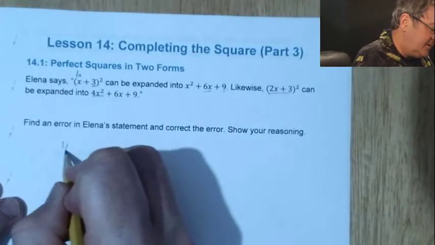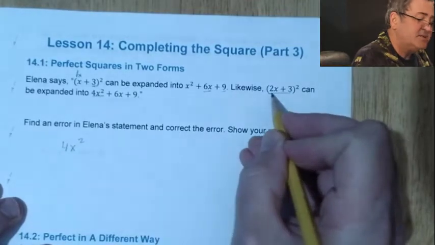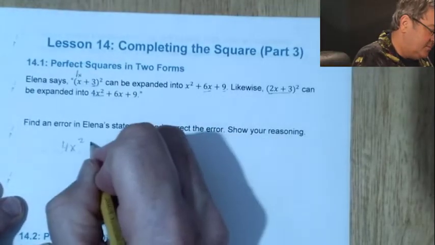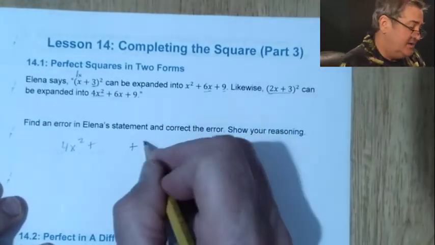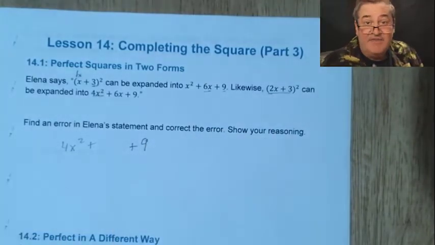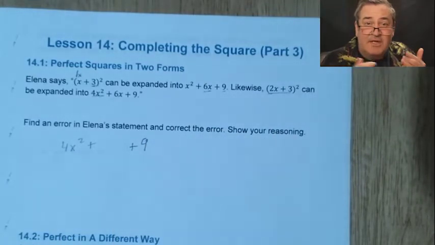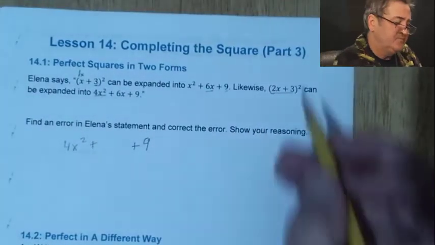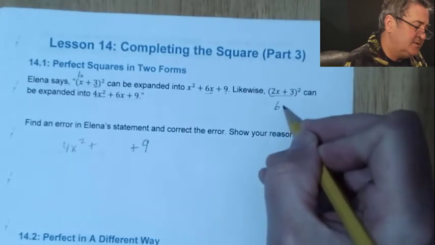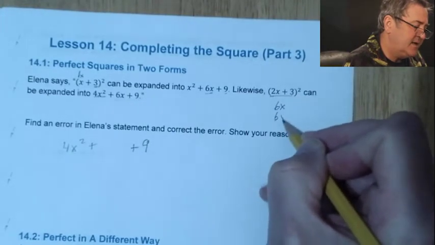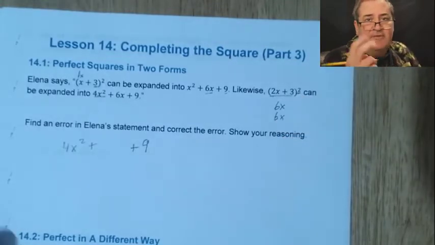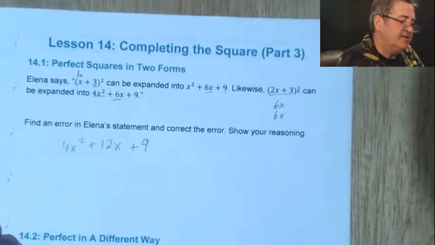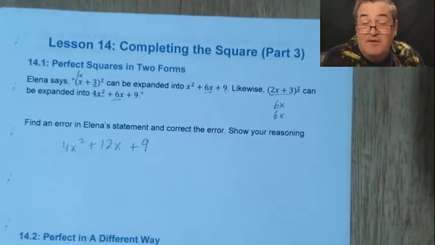So she is correct. It would start with 4x squared because 2x times 2x does give us the first term. And the last term is given by 3 times 3. So that is 9. That's correct. But that middle term comes from multiplying these 2 terms together twice. So you get 3 times 2x, which is 6x, and then another 6x. We have 2 of those. So this middle term would actually be 12x. She's only got 6x. There's 2 of those. We've got to remember to multiply it by 2.